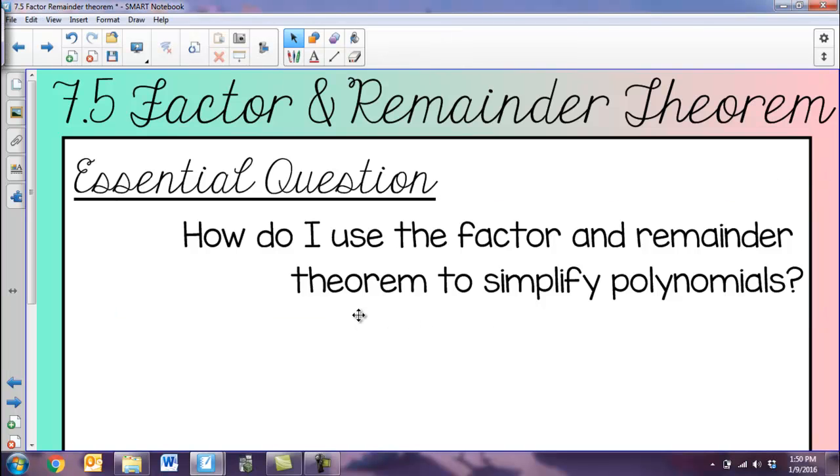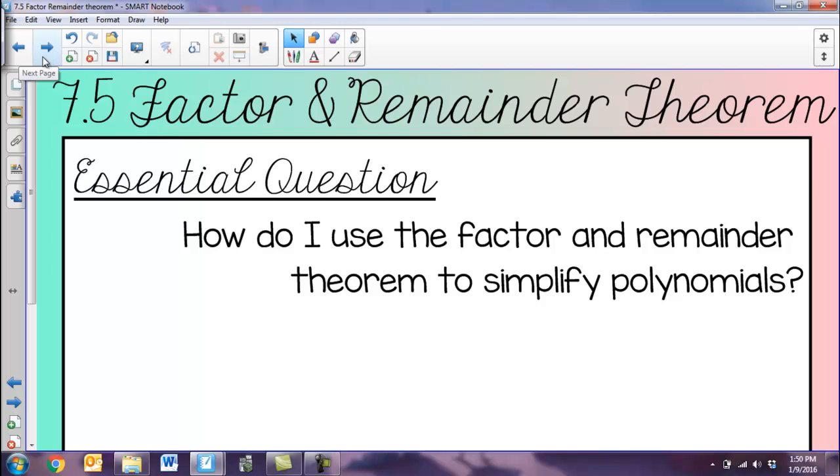Hey guys, today we are going to talk about two different theorems: the factor and remainder theorem. These two things are going to help us factor things out and also help us prove that certain traits of the graph are true. So your essential question is, how do I use the factor and remainder theorem to simplify polynomials?